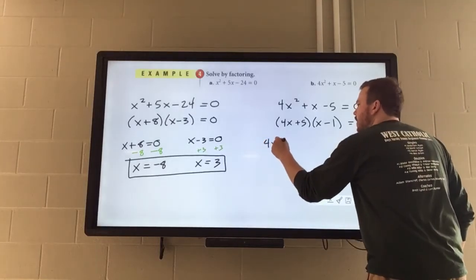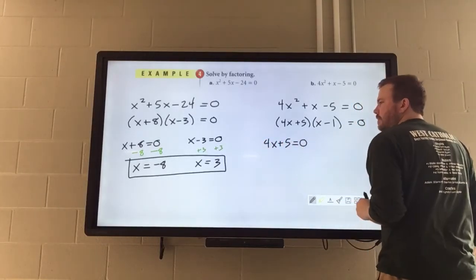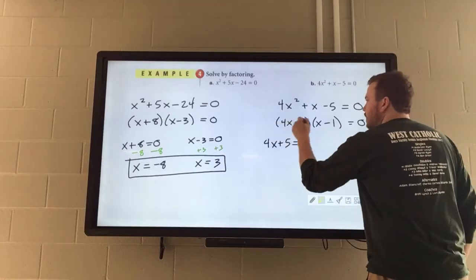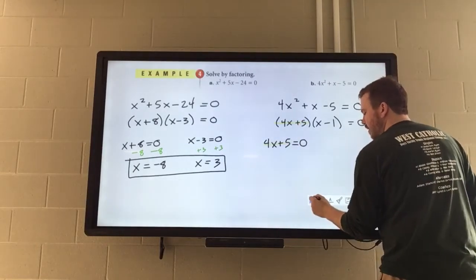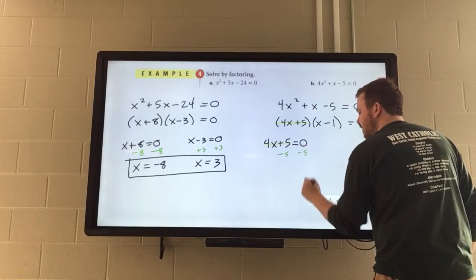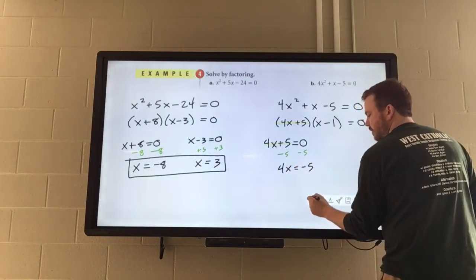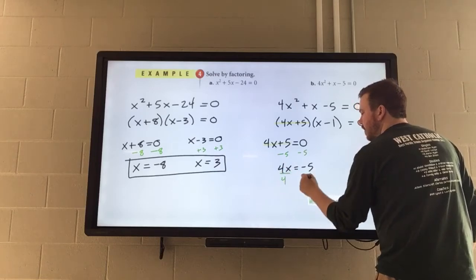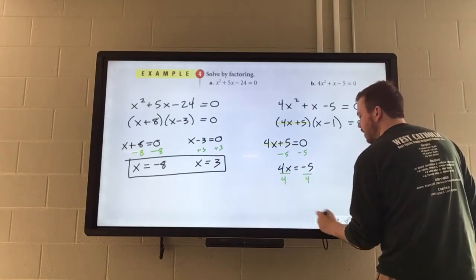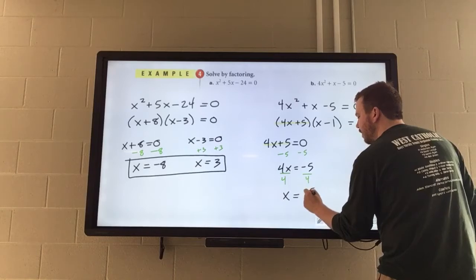So 4x plus 5 is equal to 0, because that's our first factor, our yellow number. Subtract 5 from both sides. That leaves me with 4x is equal to -5. Divide both sides by 4. That leaves me with x is equal to -5/4.